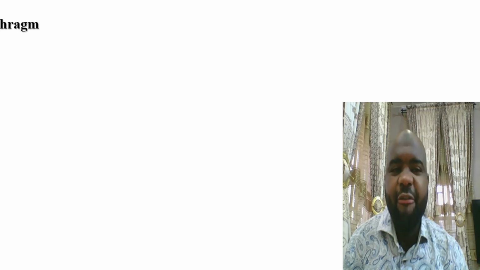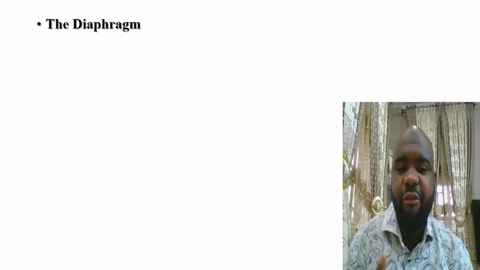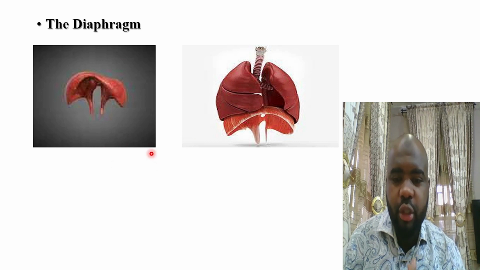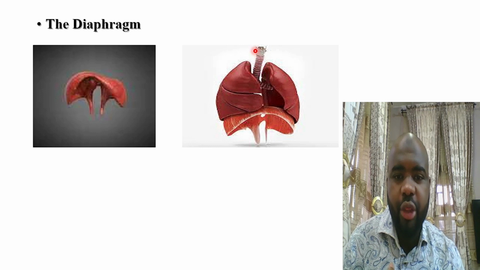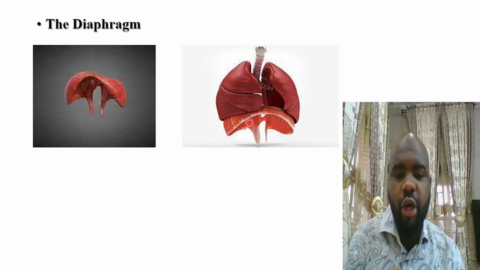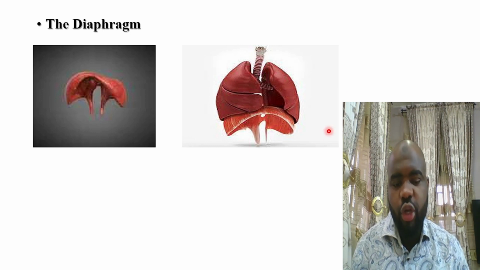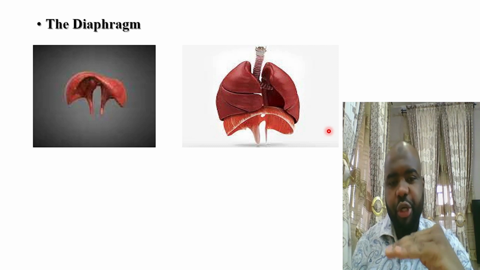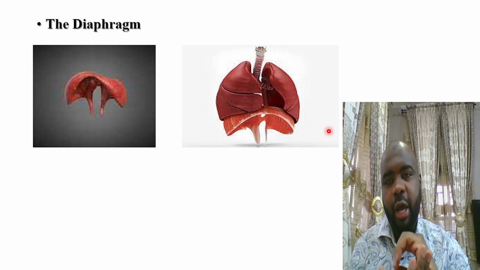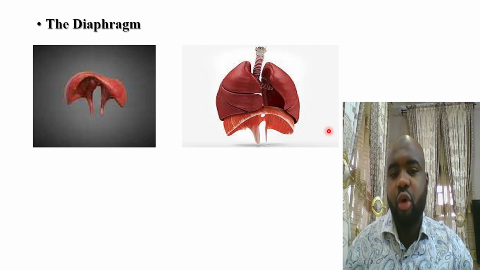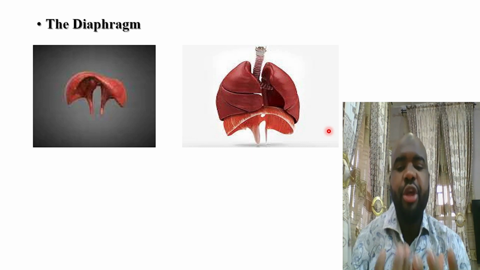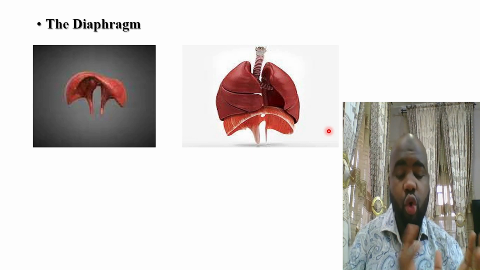Now, the diaphragm. What is a diaphragm? This is the diagram of the diaphragm, and this is how it looks when attached to the lungs. These two are the lungs, and then the windpipe. This is the diaphragm here. From the image you can see that the diaphragm is a layer that separates the lungs from the intestines. So when you breathe in, it contracts and expands.